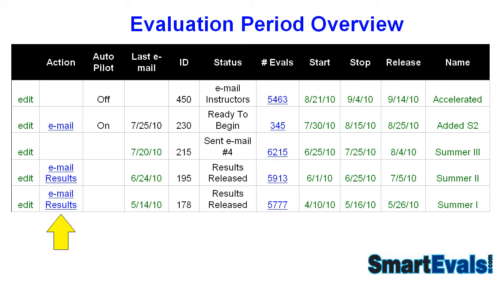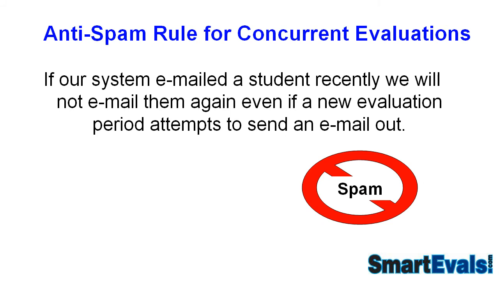When the blue email links appear, that means your evaluation period has either started or we've waited the number of hours you've specified before emailing your students again. You can click on this link to see a list of people we are about to email and the email we are about to send to them. To reiterate our anti-spam policy, if you have several evaluations running at the same time, if our system knows it emailed a student recently, we will not email them again, even if a different evaluation period attempts to send an email out.